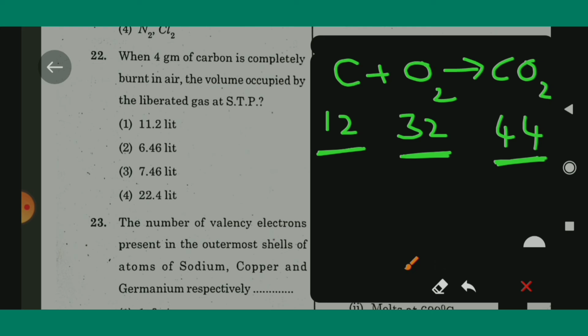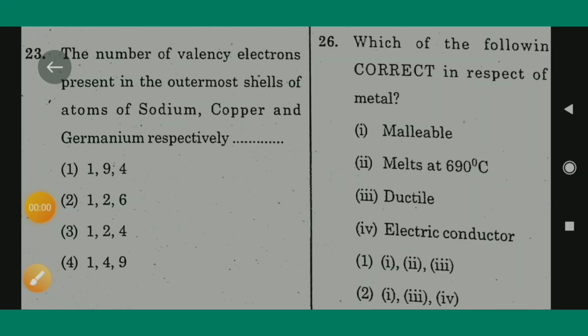But we know that the condition is STP. That means at STP, 1 mole of any gas occupies 22.4 liters. And the 23rd bit: the number of valency electrons present in the outermost shells of atoms of sodium, copper and germanium respectively.